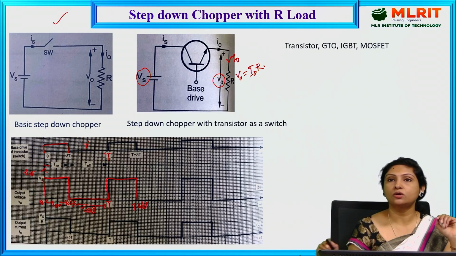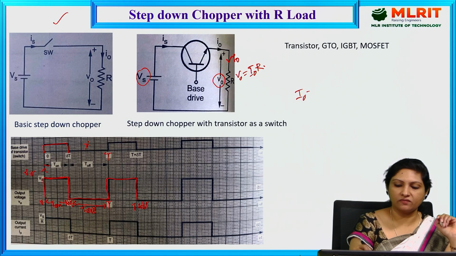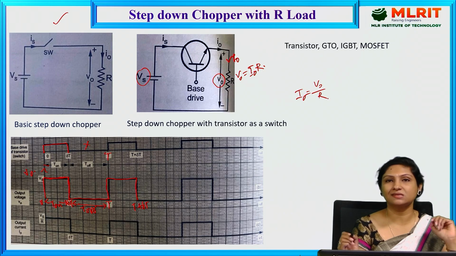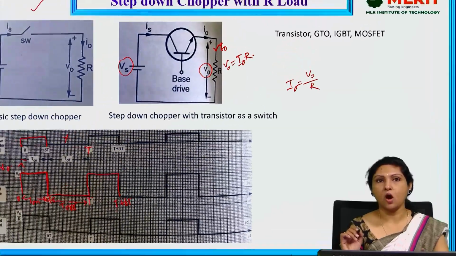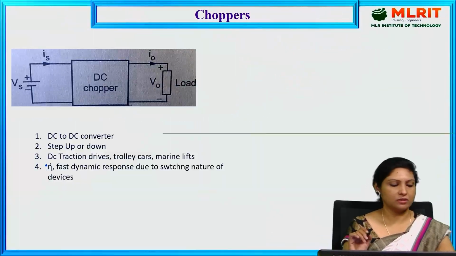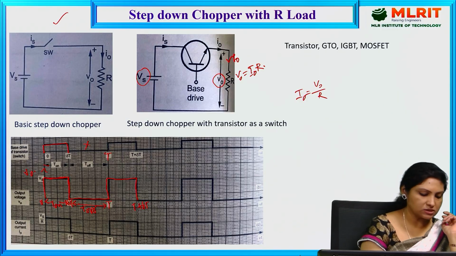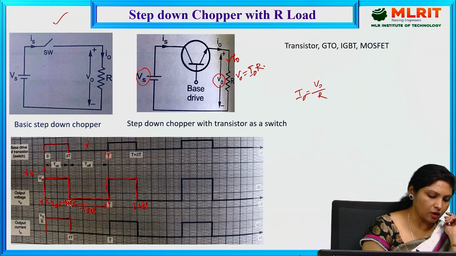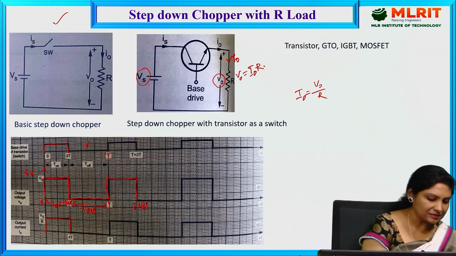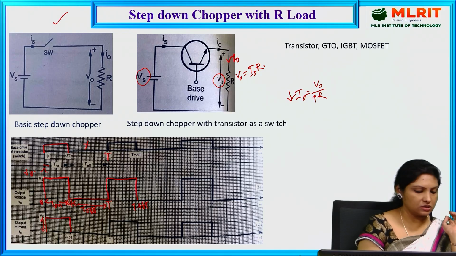And then moving on to the output current, if you see, the output current I0 is given by V0 by R. And since this is a resistive load, the output current waveform will be exactly similar to that of the output voltage waveform, except the magnitude. Since I0 is equal to V0 by R, the output current waveform is just similar to the output voltage waveform, only the magnitude will be reduced, since the value of the resistor is given. That is the only difference.